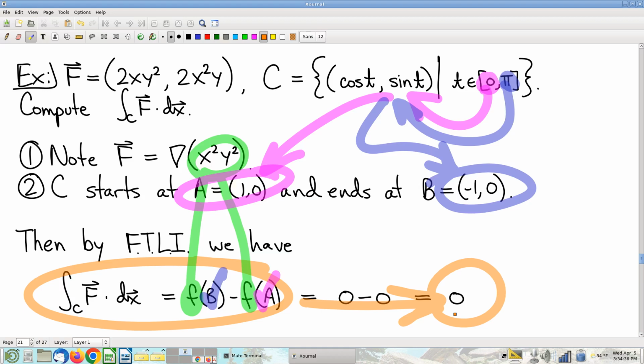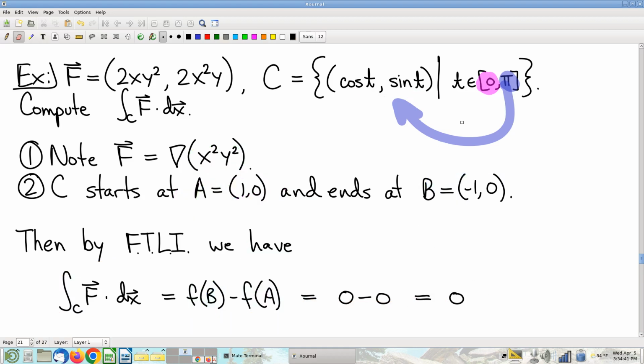Awesome result. Awesome convenience. Okay, how are we doing? Everybody with me? Everybody on board?